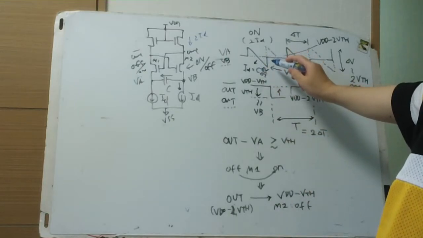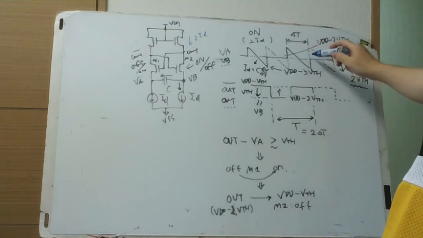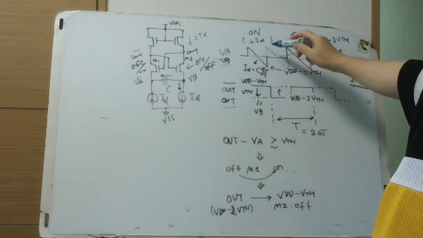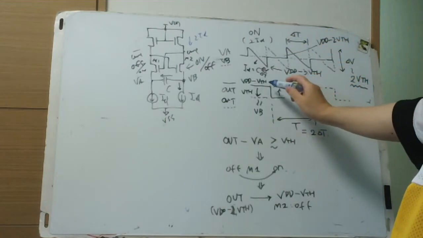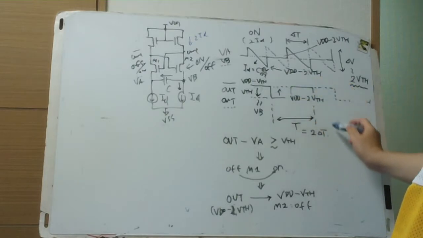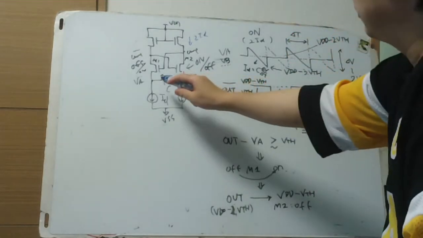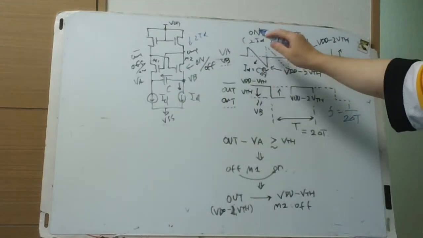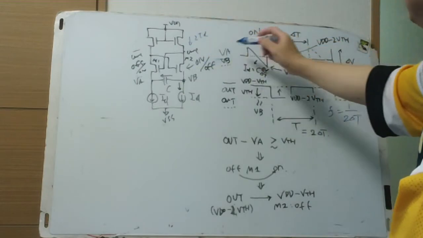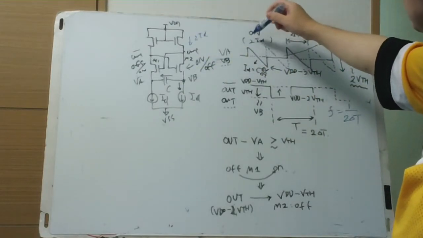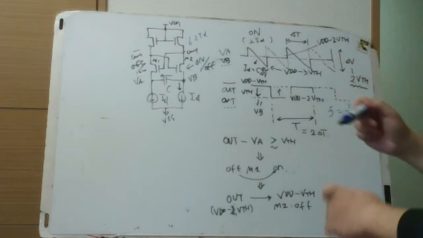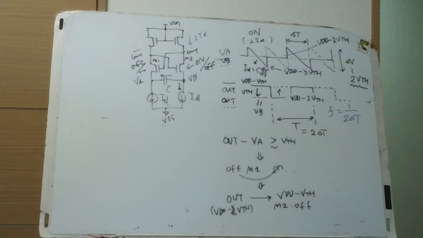And alternately, in this fashion, the dotted line is for the voltage V of node V, and this 2 delta T equals the output alternating period, and F equals 1 over T, 1 over 2 delta T. Within delta T, VA and VB are alternately discharged, and while M2 is on, this current flows through this switch, which can draw a current of 2 ID.